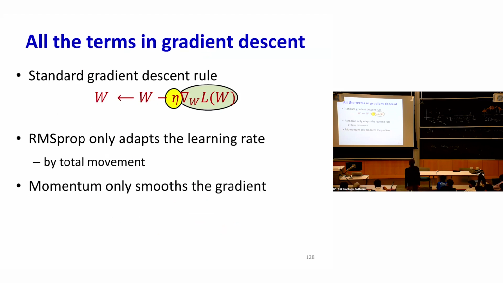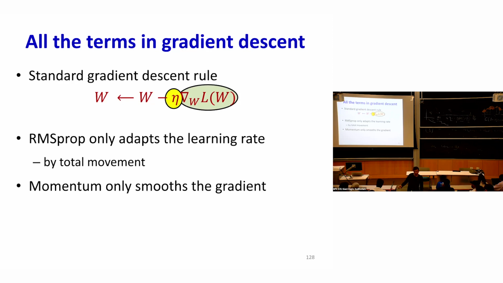So RMS prop only adapts this learning rate by total movement. We have two different things here. RMS prop adapts eta, and it adapts eta to be inversely proportional to the RMS value of the magnitude. Momentum methods adapt only the gradient.